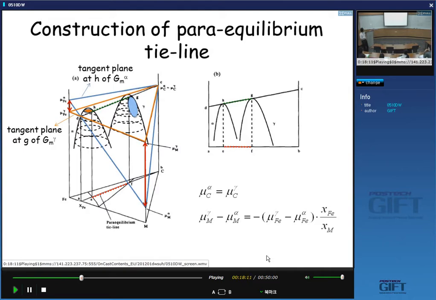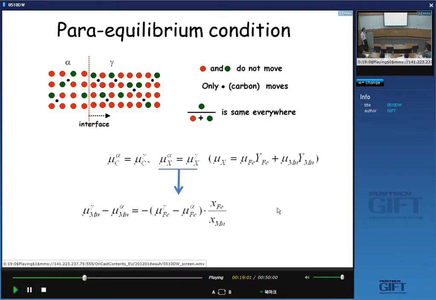Here, this blue plane indicates the plane in contact at point H with the ferrite free energy curve, and cuts the free energy curve of austenite at this blue section. So when you compare the chemical potential of carbon, iron, and manganese in austenite and ferrite, the chemical potential of carbon is the same in austenite and ferrite. And when you consider this triangle and this triangle, then you can understand the chemical potentials of iron and manganese in austenite and ferrite will have this relationship. Okay.